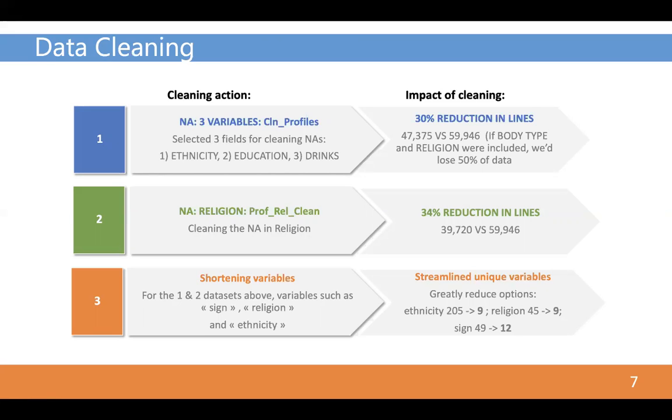Now, in order to clean the data, we also had to shorten some variables that we will use in our exploratory and in our persona generation. So in order to do that, we were able to take fields such as ethnicity, where there were about 205 different permutations due to the fact that ethnicity was allowing users to put a main ethnicity and then add additional secondary ethnicities. We were taking just the main one. So by doing so, we reduced the options from 205 to 9.